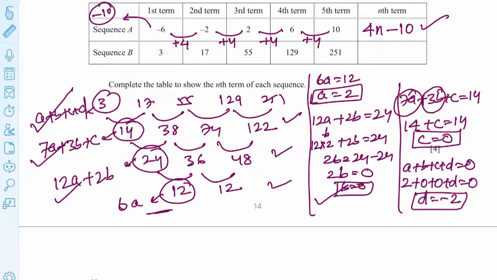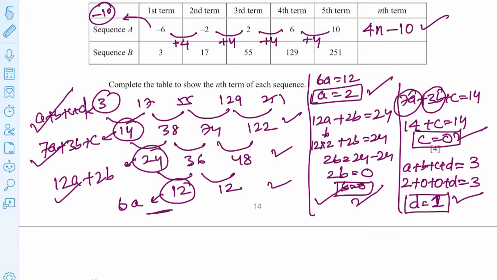One second. Oh, sorry, my bad. It's not 0, it's given 3. Okay, so a plus b plus c equals 3 is given. So d equals 3 minus 2, I'm getting 1. Clear? So a equals 2, b equals 0, c equals 0, d equals 1.